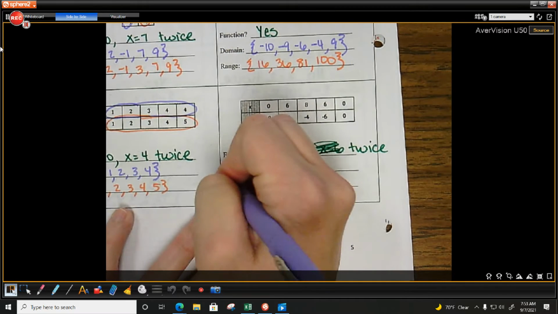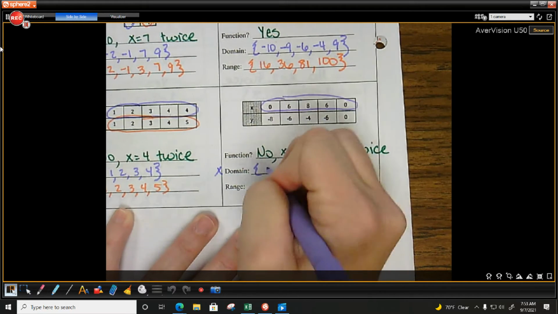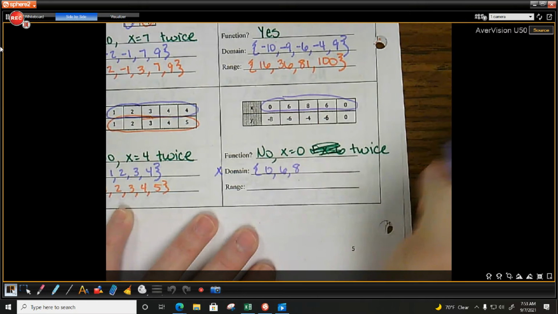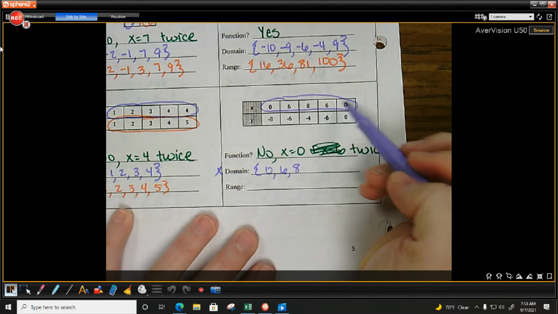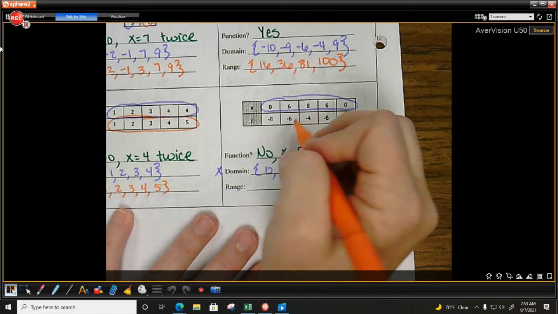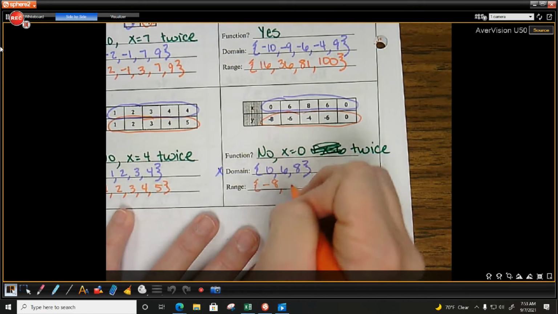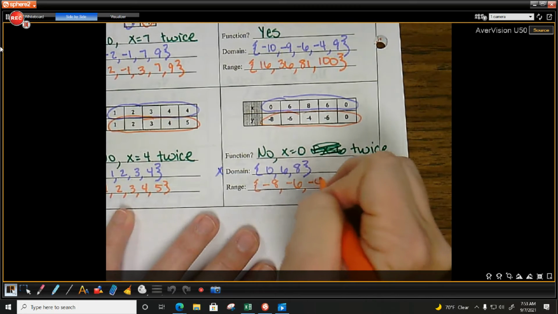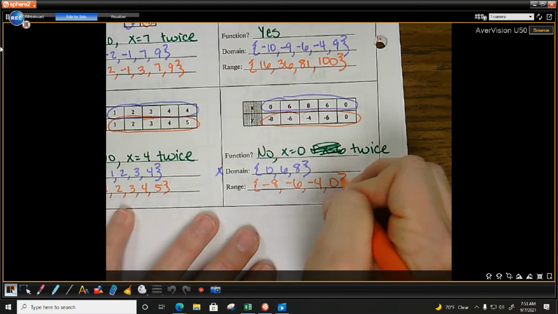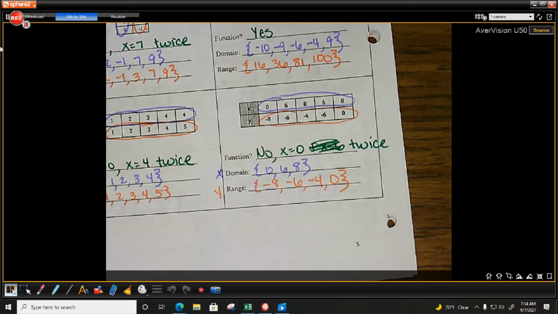Okay, so let's list out our domain. 0, 6, 8. I don't need to put the 0 again, don't need to put the 6 again, because small to big, no repeat. Then let's do our y values. Negative 8, negative 6, negative 4. I don't need to put negative 6 again. And 0. Good?